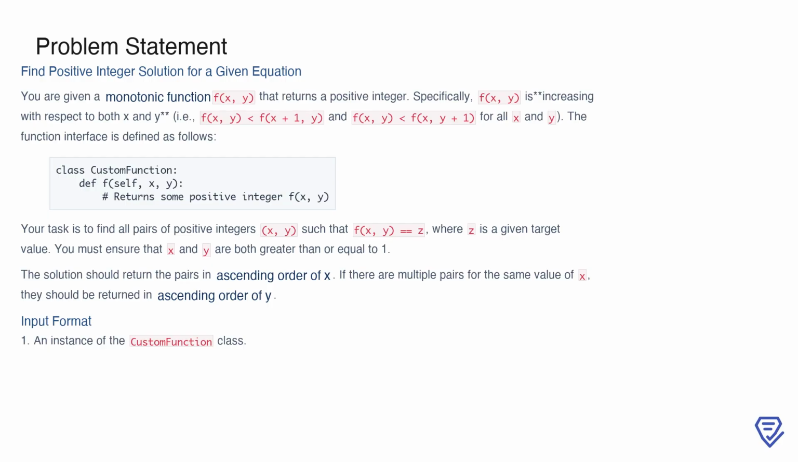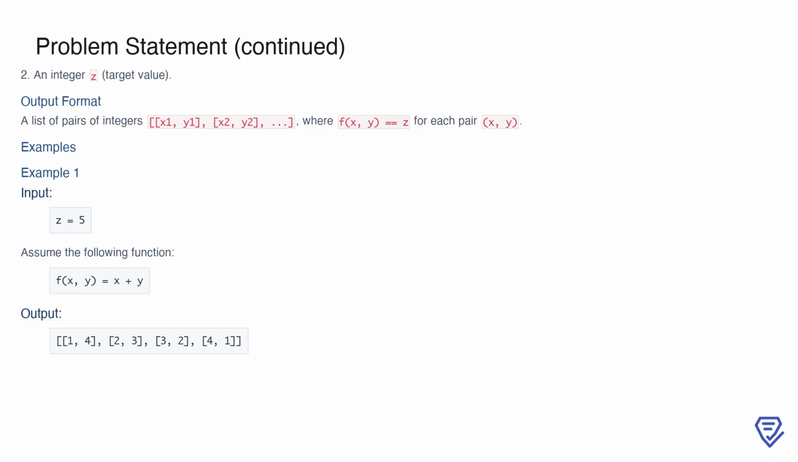The function is defined in the CustomFunction class, which provides the method f(x, y) to calculate the output for given inputs. The input for this problem consists of two components. First, you are provided with an instance of the CustomFunction class, which allows you to evaluate the function f(x, y) for specific values of x and y. Second, you are given an integer z, which is the target value for which you need to find solutions.